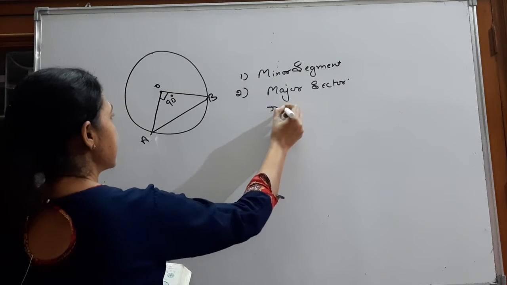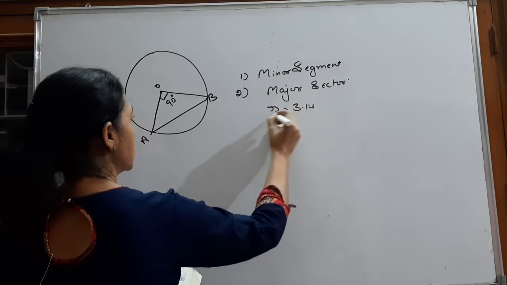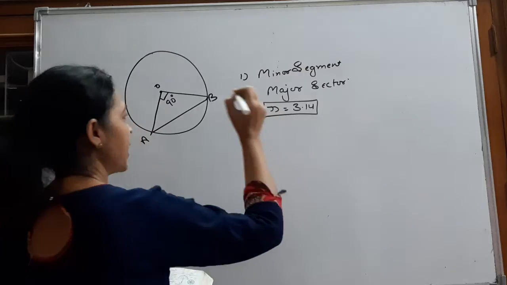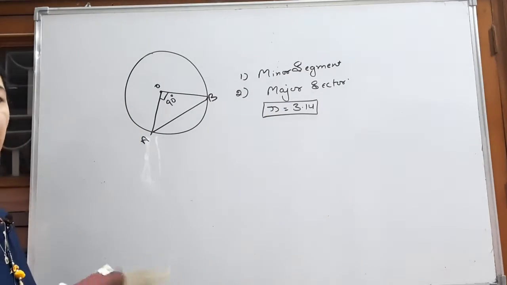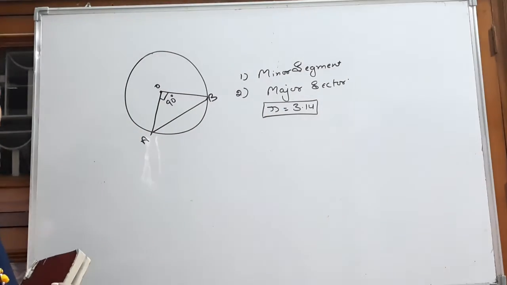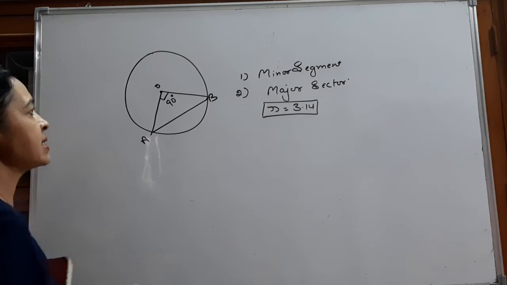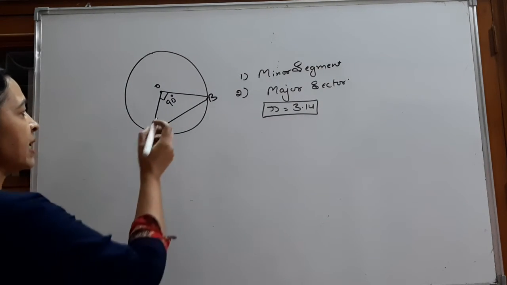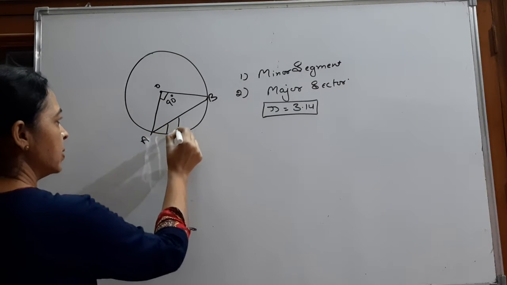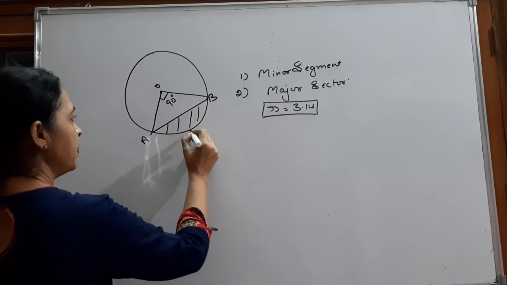Value of pi is given as 3.14. In case it is given that pi should be taken as 3.14, you have to take it. Otherwise, marks will get deducted. Now, bachche, first is area of segment. What is area of segment? What is the segment? This is the segment. Let it be point P.